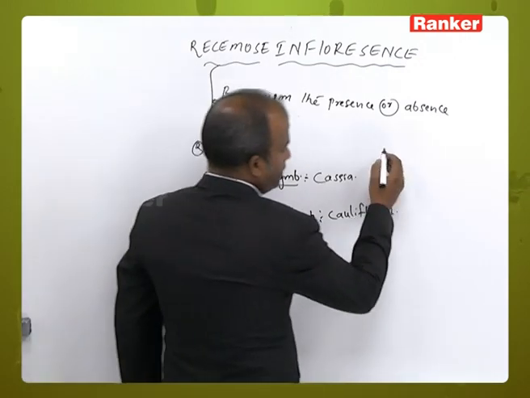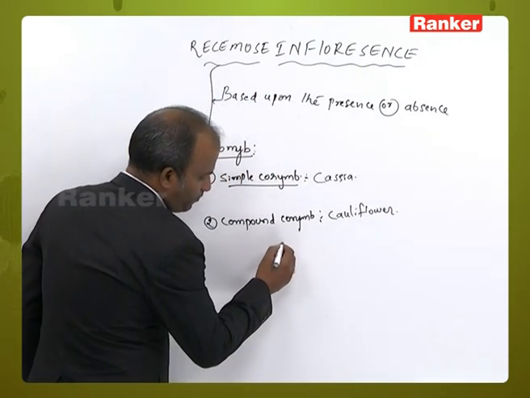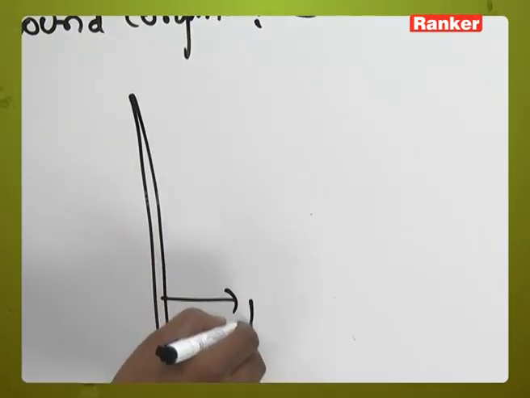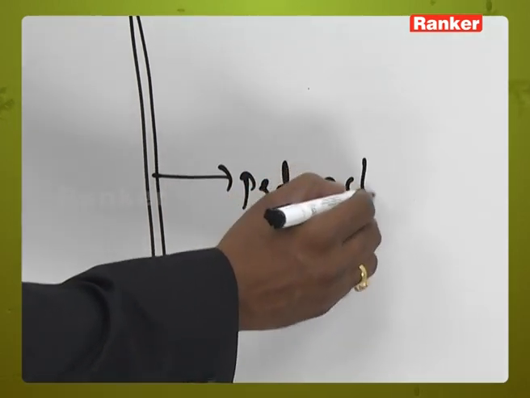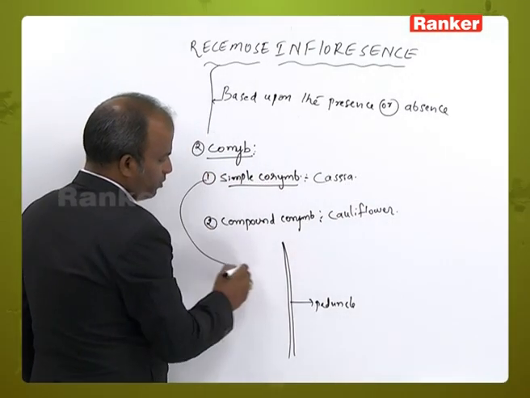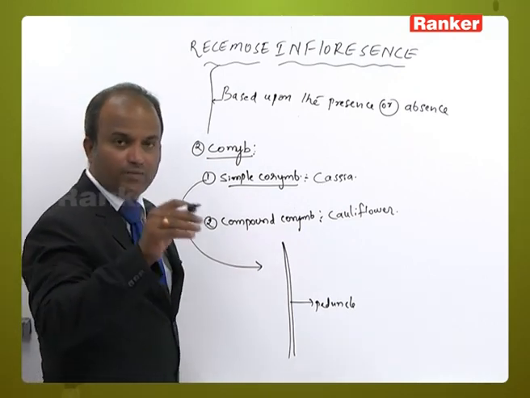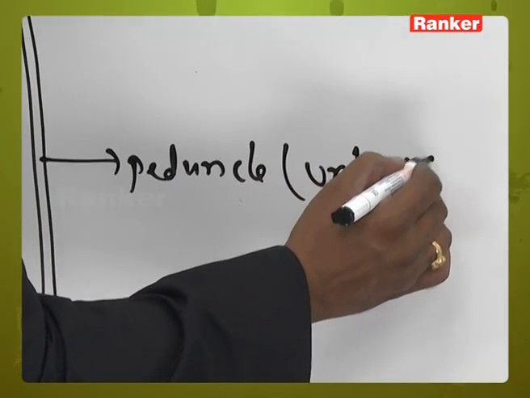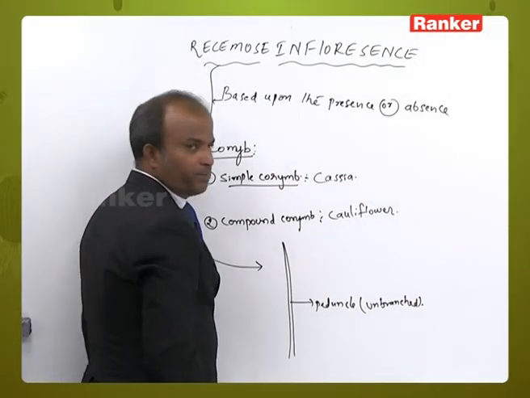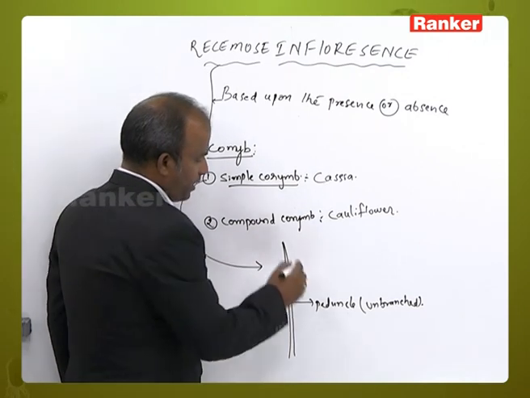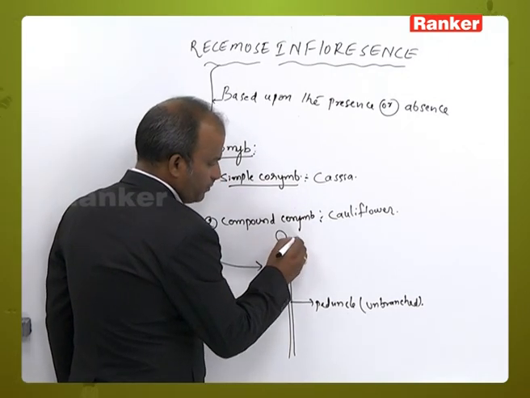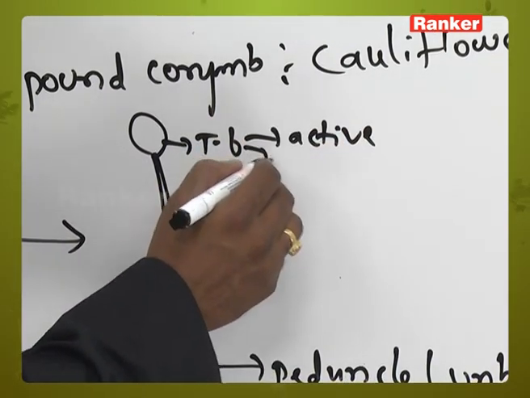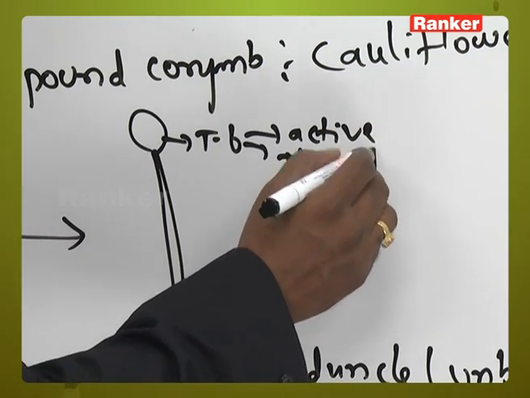Now, when we are discussing this simple corymb, this is the simple corymb diagram. In this simple corymb, this is called the peduncle. As it is a simple corymb, whether the peduncle is branched or unbranched, here the peduncle is unbranched. And the terminal bud of the peduncle is active, that means it does not terminate into a flower.